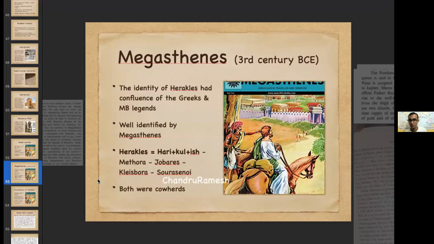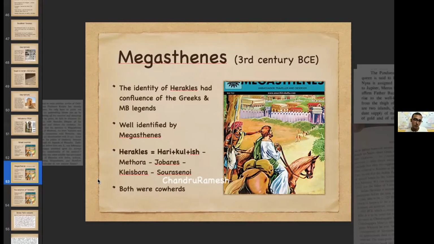Doesn't Mithra look similar to Mathura? Modern-day Mathura. And there is a river along Mithra, called Jobares, which is most likely the Jamuna. And there is another city called Klesbora, which is probably Krishnapura, and nobody has identified it yet. Maybe it's Vrindavan, a wild speculation. But definitely Mithra is Mathura, Jobares is Jamuna, and the Saurasenoi.